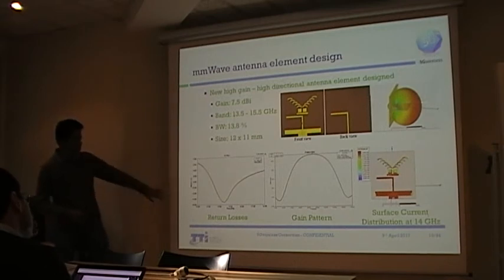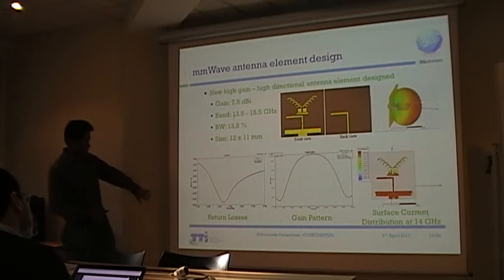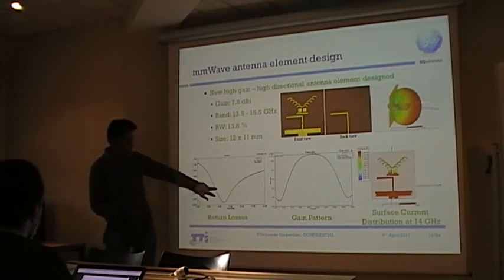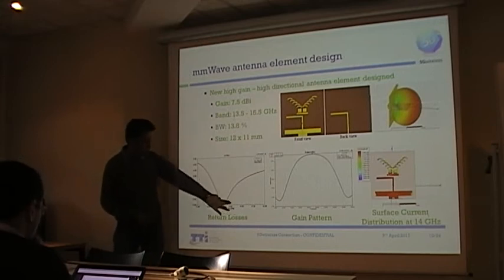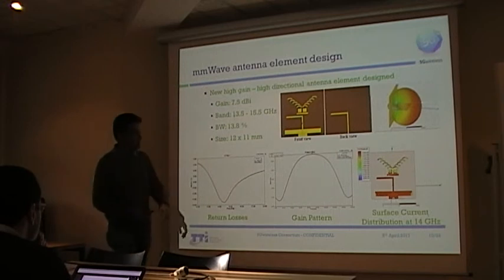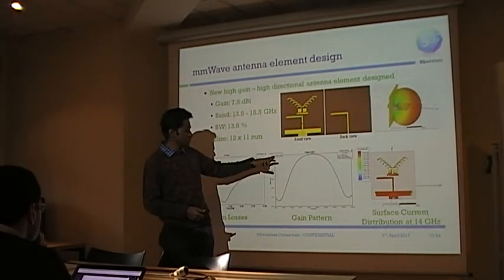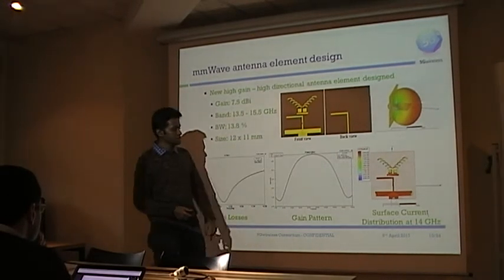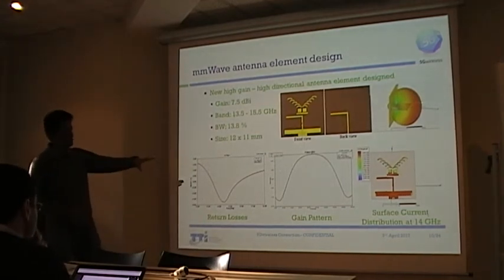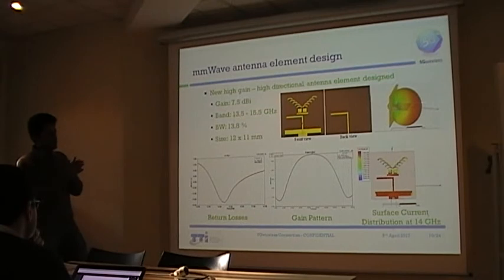So this is the return loss. This is the minus 10 dB line that you see here, and the frequency is from 13.5 to 15.5, so it has a good bandwidth of 13.8% there. And the gain curve that you see here is for 7.5 dBi, and that's the surface current distribution for the antenna. So the surface current distribution for this particular antenna is shown there.